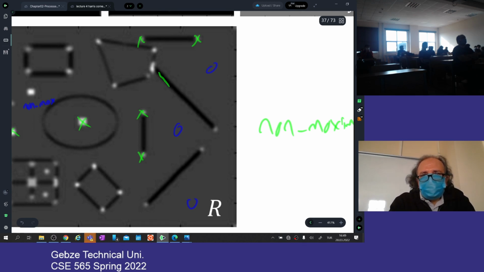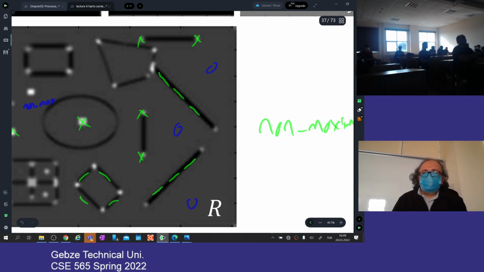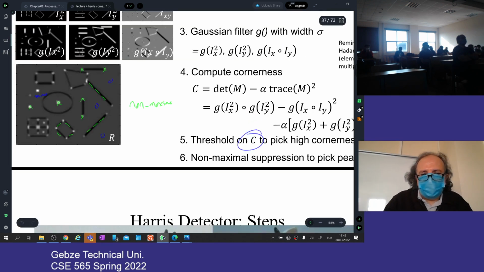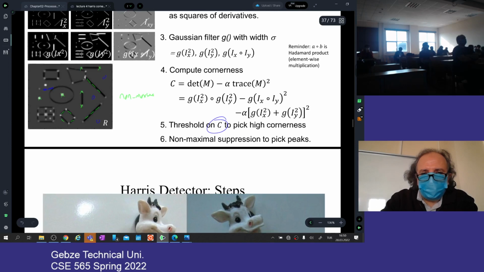These are all the edges, and we know the directions. So this Harris operator detects both corners and edges, but we don't like its edge detection performance. Canny does better. We like its corner detection capability more than its edge detection capability.